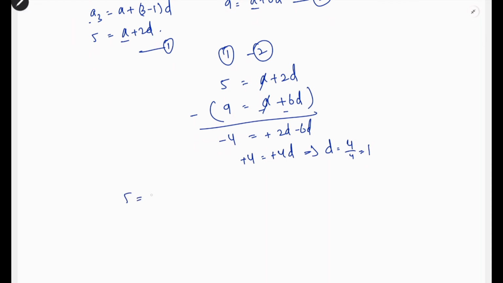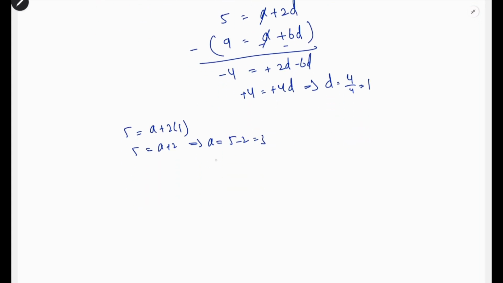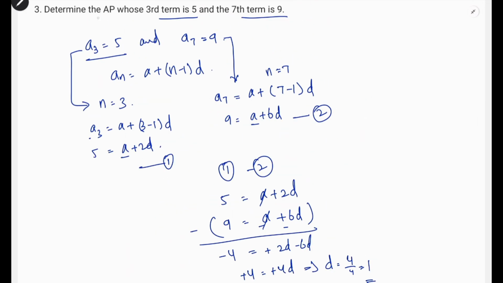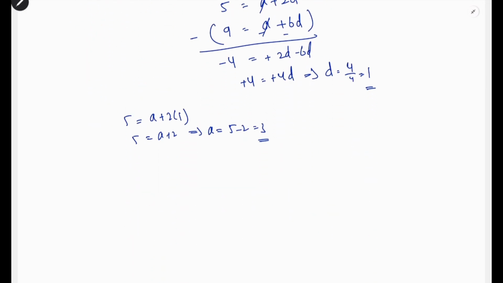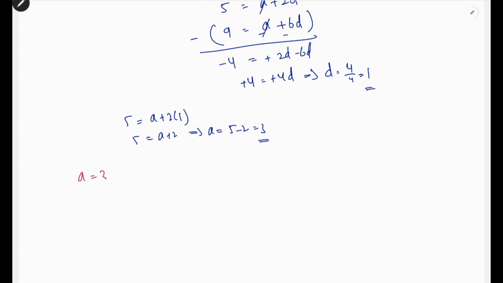It is 5 is equal to a plus 2 into 1. 5 is equal to a plus 2. So this implies a is equal to 5 minus 2, that is 3. The first term is 3 and the common difference is 1. Now here we have to find the AP. The first term is 3.